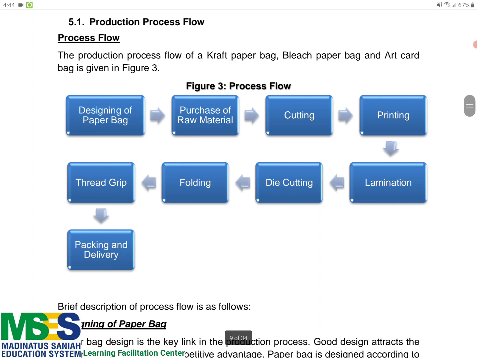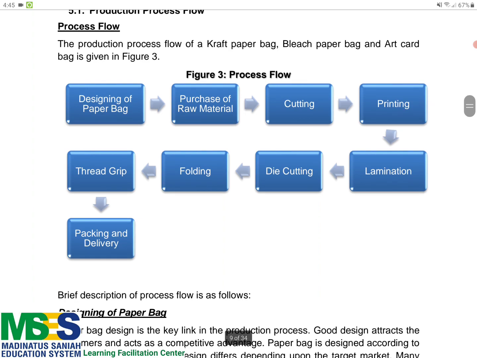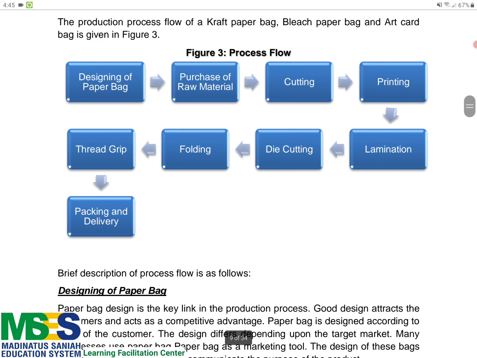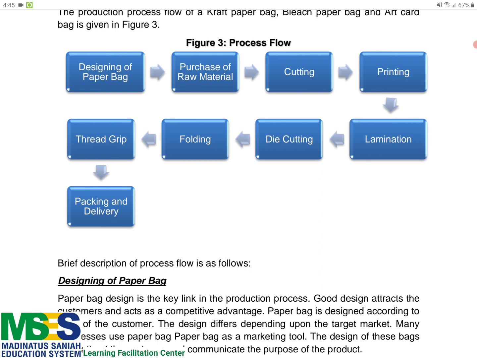The third step is cutting. We cut the paper in the relevant sizes. Then the fourth step is printing, then lamination. Do you know what printing is? Okay. What is lamination?